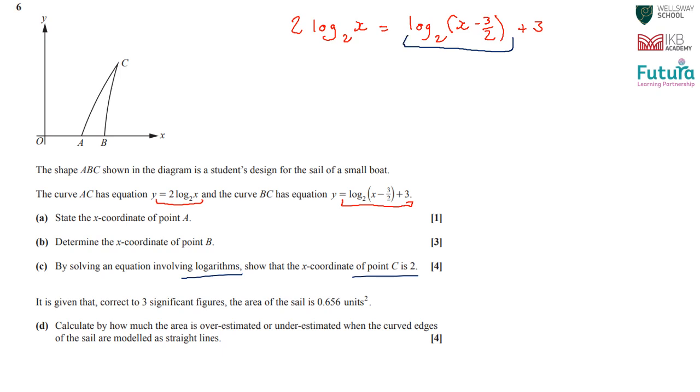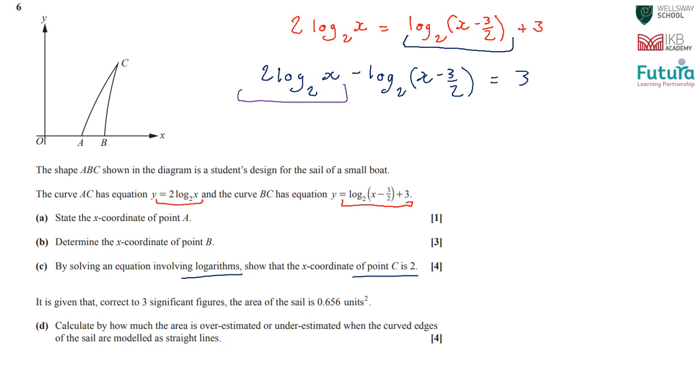A good first step is to get all of your logs onto one side, and so to do that I'm going to take this log away from the other side, and so then we're going to get 2 log 2 x minus log 2 (x minus 3 over 2) equals 3, like that. Now you might be tempted to combine these logs into one single log at this stage, but you can't do that, because first of all we need to stop this being written as 2 log 2 x, and so to get rid of that problem we're going to rewrite this using our power law for logs.